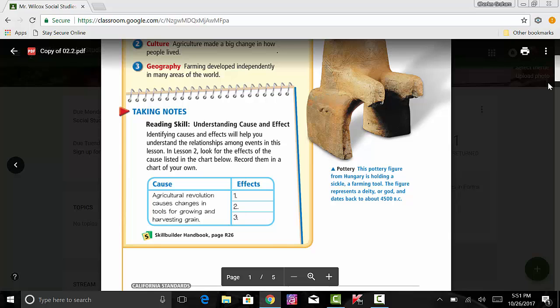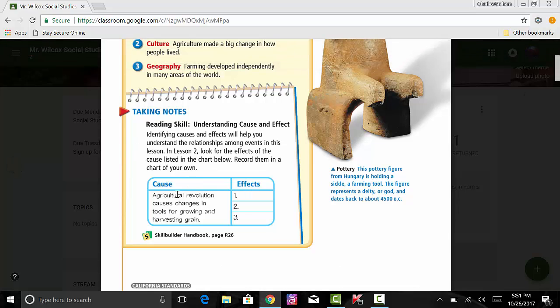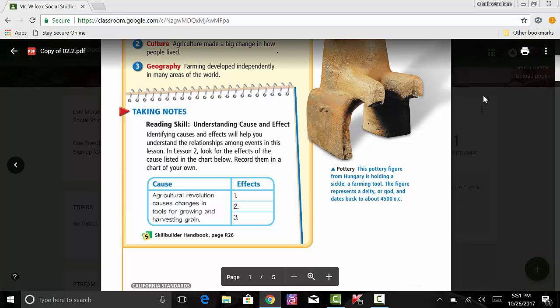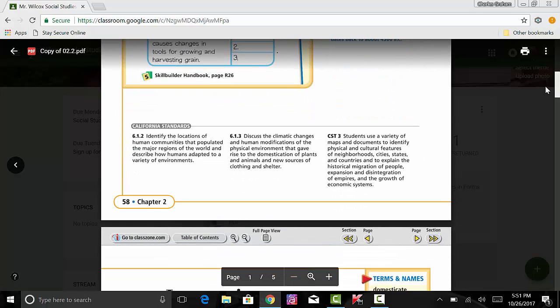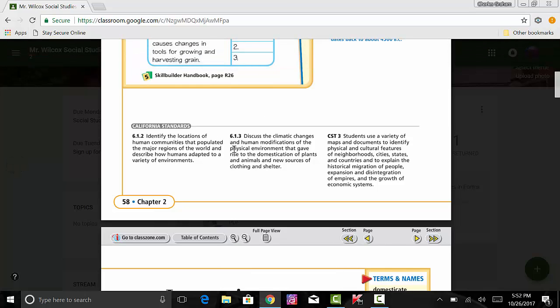Moving on. So our last video we talked about taking notes, cause and effects, taking a look at this and finding out what the effects are. Now, this is something that you're going to want to be doing when you are reading through the text with me. These are the California standards. They're kind of complicated jargon, but this is basically the standards that this lesson covers for this particular information.